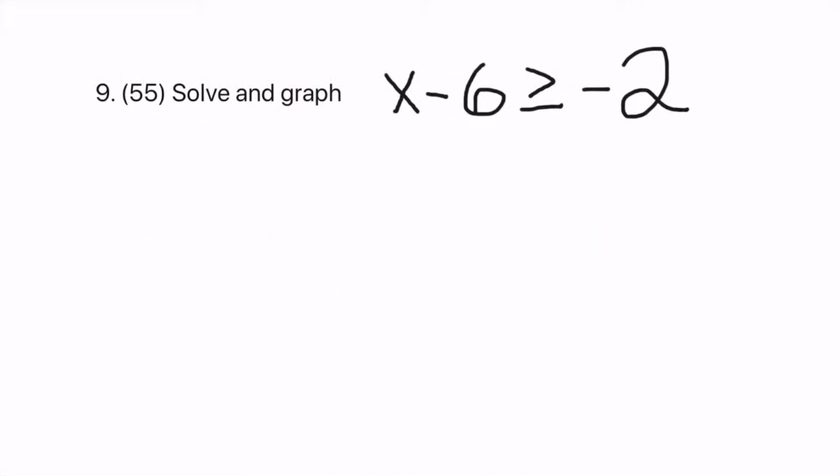Number 9 is from lesson 55, and they want us to solve and graph this inequality. So just like an equation, we want to solve for our variable. So that means I need to get rid of this -6.